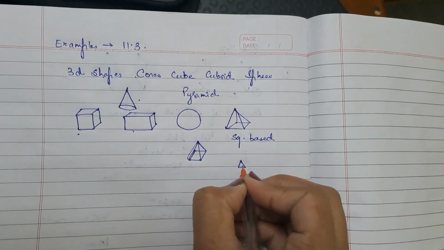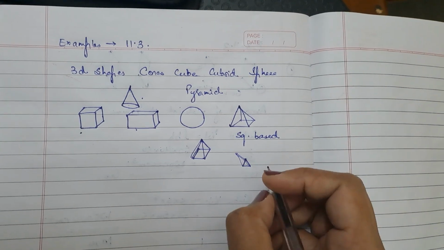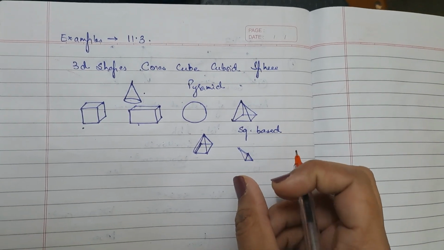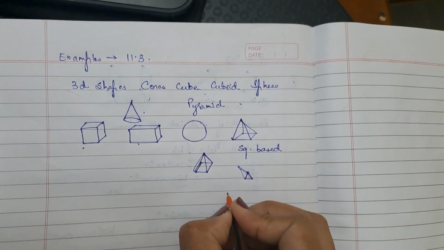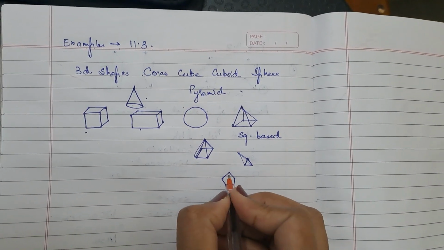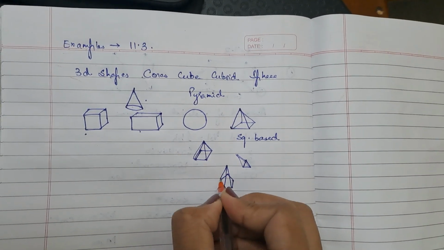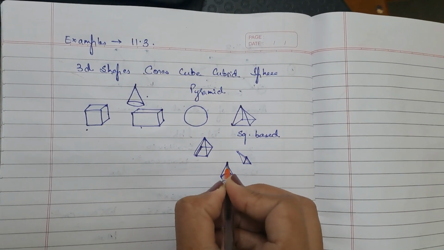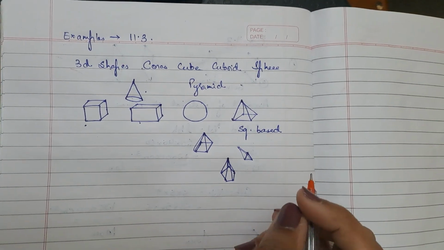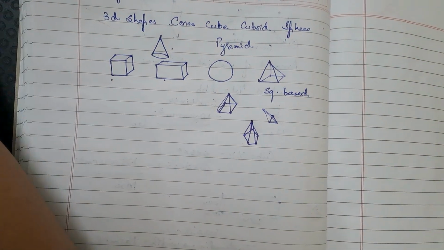So if I have a triangle as the base, and from there again triangles are attached, it will be called a triangular based pyramid. Likewise, you can have a pentagonal based pyramid. Again, there will be one triangle like this, one more triangle from here, one more from here, and one from here. So five different triangles will be added from the sides. So this is the basic 3D shapes knowledge that we have.